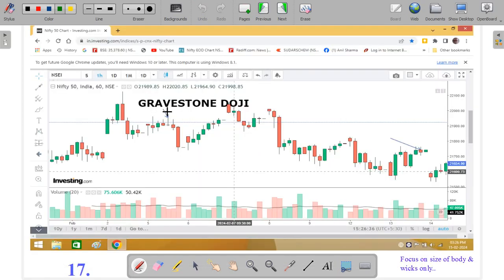Now this is actually a gravestone doji. Gravestone doji is found at the top of the trend.